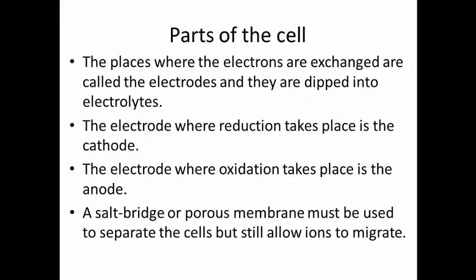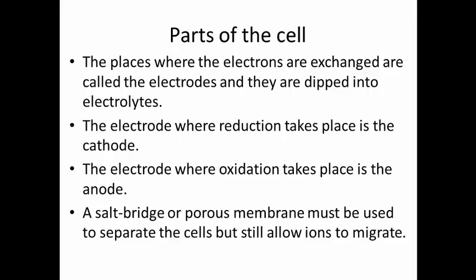The places where the electrons are exchanged are called the electrodes, and they are dipped into the electrolytes, or the solution with the compounds in them. The electrode where reduction takes place we call the cathode, because the cations tend to move towards that electrode, and the electrode where oxidation takes place is called the anode.